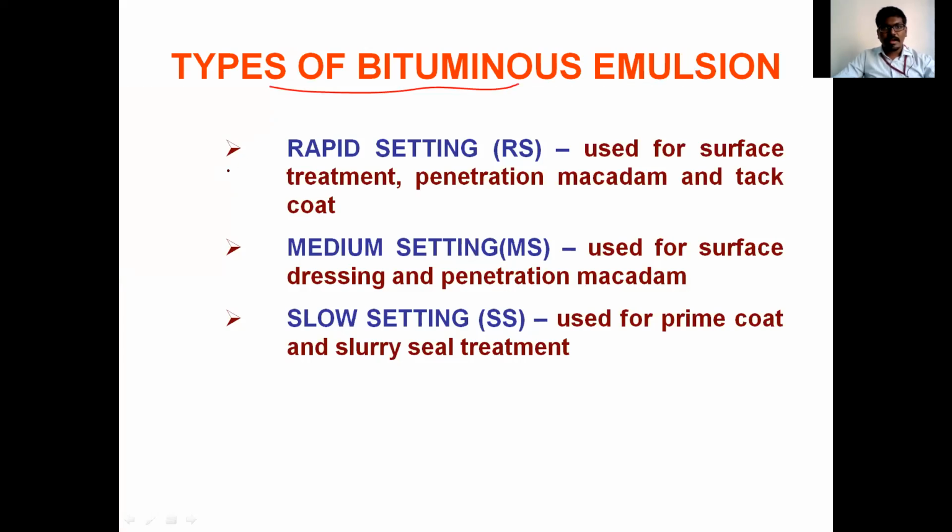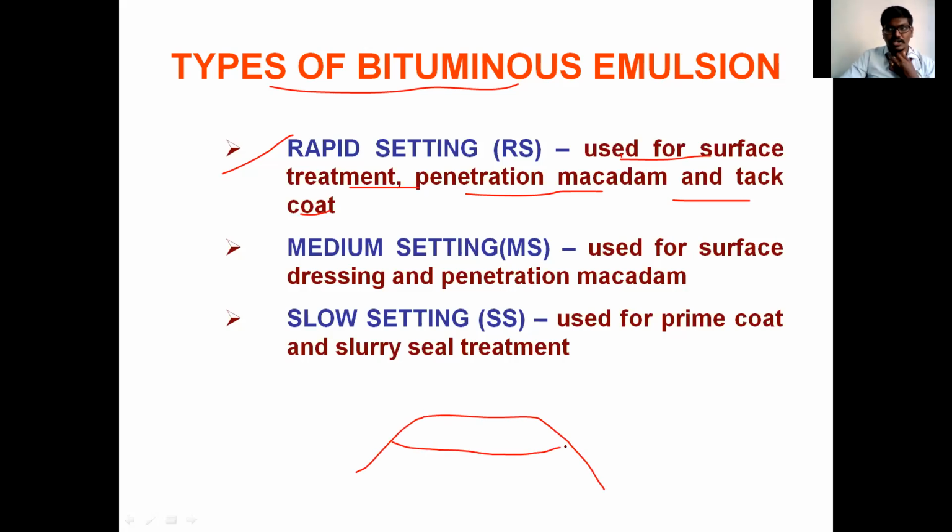Like you can see here, rapid setting emulsion, we say, is mainly used for surface treatment and also penetration macadam and tack coat. Tack coat. What happens? Usually, whenever I draw the pavement structure, if I take any bituminous layer, for example, I'll write this as a bituminous layer, BIT, and below there is a granular layer.